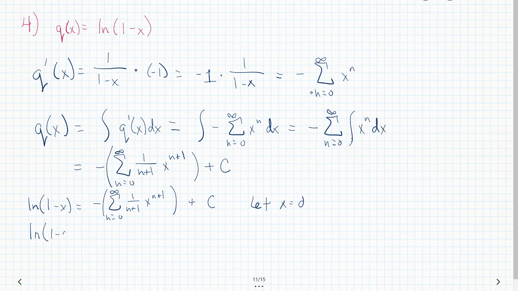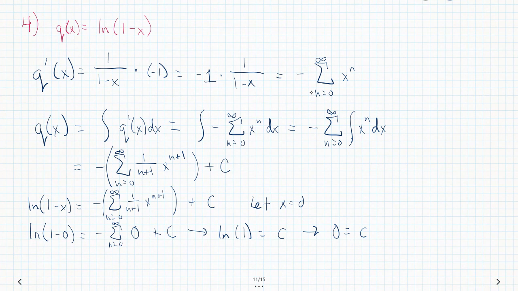So when we do this x equals 0, though, we get negative summation n equals 0 to infinity of x raised to the n plus 1. If x is 0, that's a 0. So this is 0 plus c. And so that means natural log of 1 equals c. But luckily, natural log of 1 is a 0. So 0 equals c.